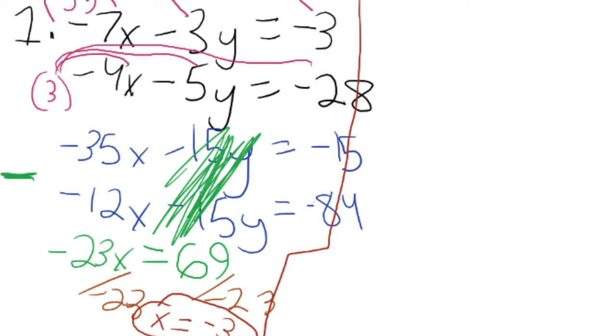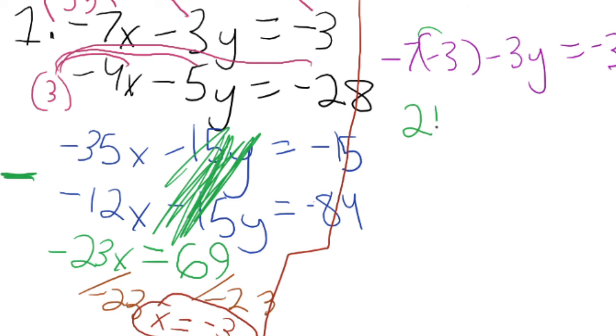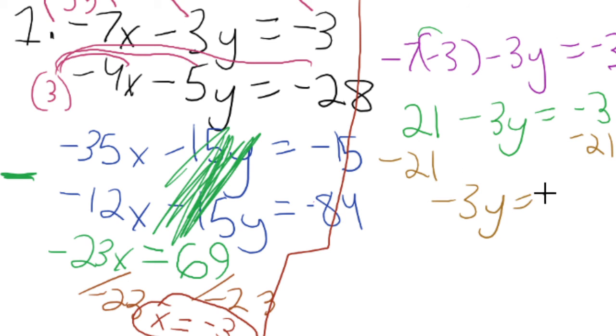It's fine. And now to find the y, we're going to take this and plug it into one of the first equations. So negative 7 times negative 3 minus 3y equals negative 3. The first thing we're going to do is multiply these and get 21. And then minus 3y equals negative 3. Now we're just going to subtract 21 from both sides, and get negative 3y equals negative 24.